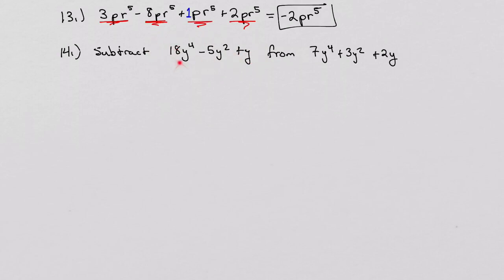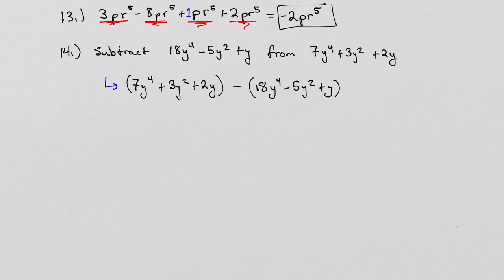this term, 18y to the fourth minus 5y squared plus y, from 7y to the fourth plus 3y squared plus 2y. So this is the same thing as 7y to the fourth plus 3y squared plus 2y minus, in parentheses, 18y to the fourth minus 5y squared plus y. The second thing, the 18y to the fourth minus 5y squared plus y, needs to be in parentheses because we're subtracting that entire thing. If I were to get rid of those, then it would only be subtracting the 18. It wouldn't be doing what we want it to do.